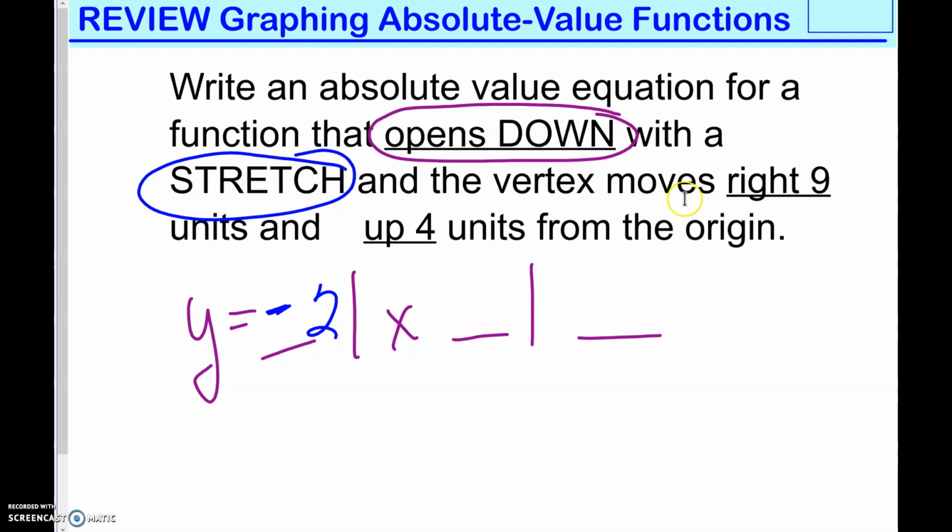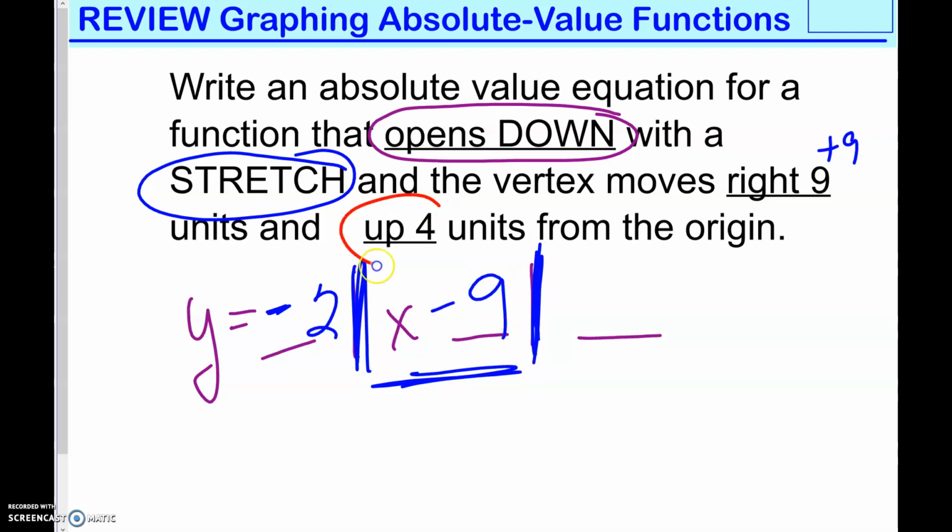Now the vertex moves right 9, so in here, this is which way is going right. So remember, right kind of makes us think +9, but because we're going inside the absolute value, we go -9. And then this other blank here, it says it's going up 4 units. So if my vertex is going up 4, I'm going to put a +4 in there. And those are the 3 blanks you're going to have to fill in on both your review and your test.